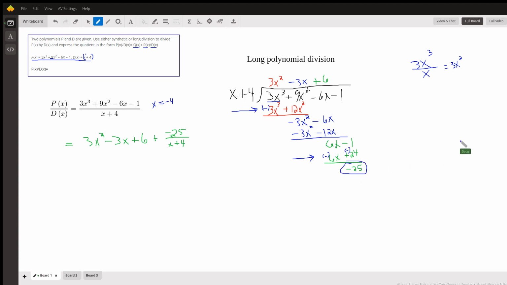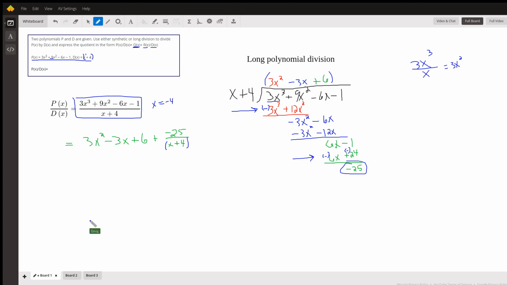That is the remainder. And so that means you can rewrite this rational function like this: 3x squared minus 3x plus 6. That's the quotient. That's the q of x in the way they pose the problem. Plus the remainder, which is -25, over the divisor, which is x plus 4.